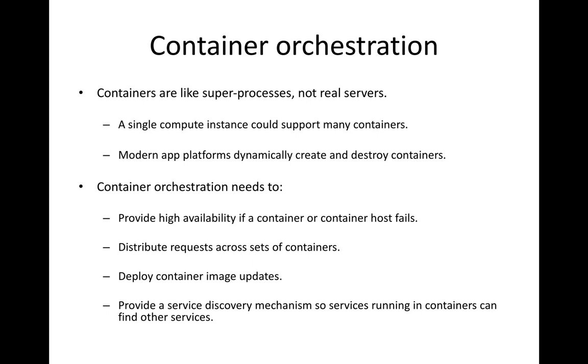The orchestration platform needs to be able to provide some sort of high availability if a container or the host that the container is running on fails. It needs to be able to distribute requests across a set of containers, because oftentimes, you're not just running one container for a given service. You've got multiple containers because you want to provide for high availability.